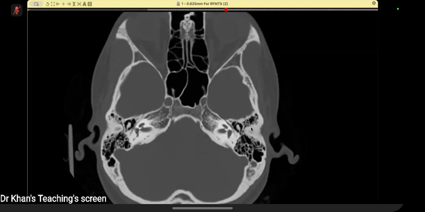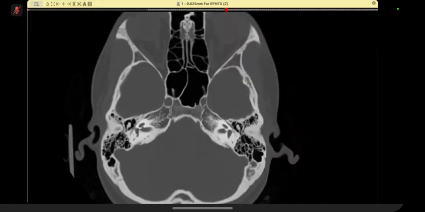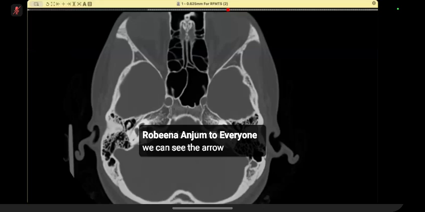Sir, I cannot see your arrow. You cannot see my arrow? Sir, your arrow is right now at the external auditory canal on the left side. I am working through two laptops and I can see my arrow. Sir, right now your arrow, which is shown to me, is in the left external auditory canal, and we are in the middle ear cavity image. Yes, now I can see your arrow.